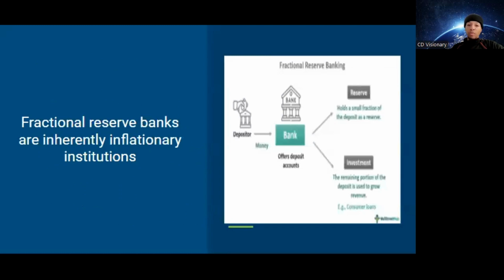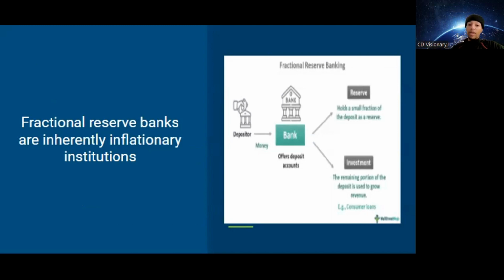So fractional reserve banks are inherently inflationary institutions. Let's say, for instance, I deposit some money into the bank and they will use that money that I deposited as a reserve. So they would hold a small fraction of the deposit as a reserve, and then they will invest that portion of the deposit to grow in revenue.